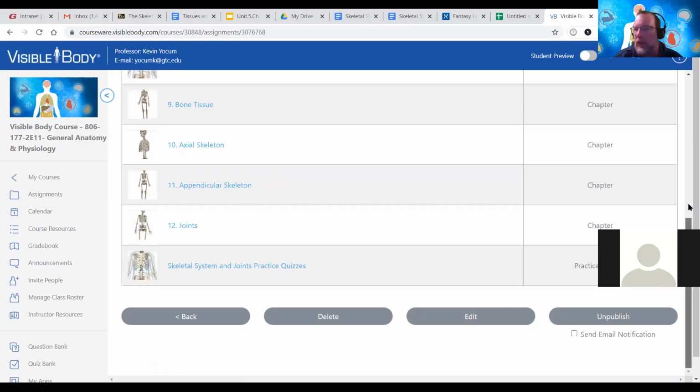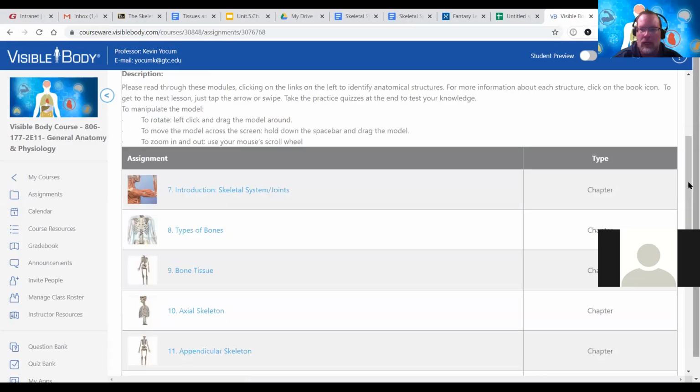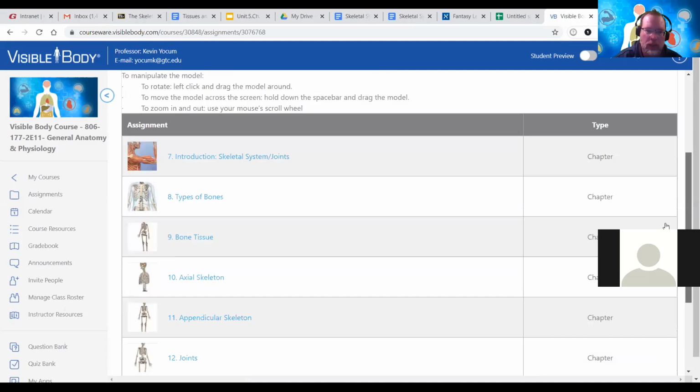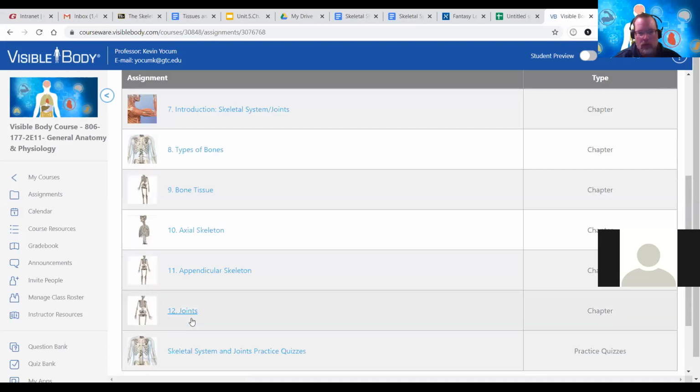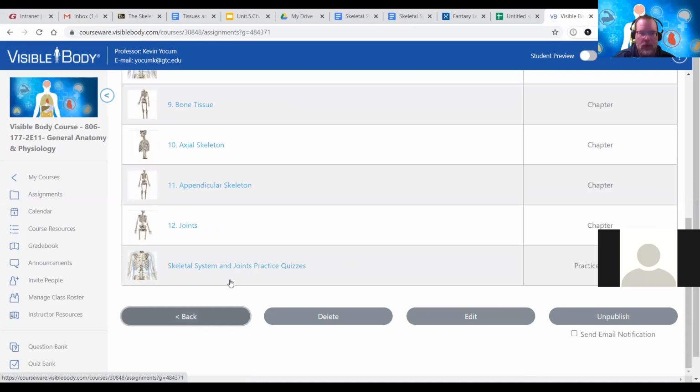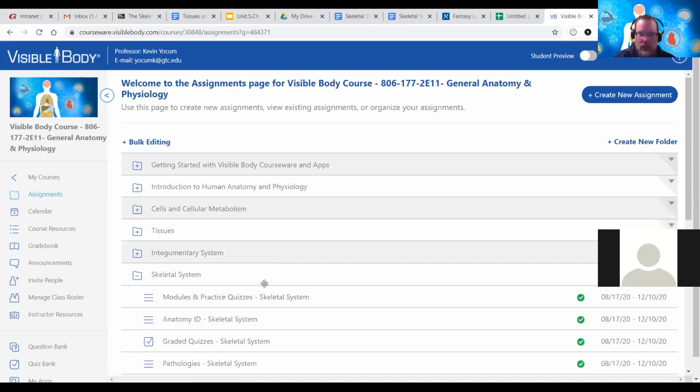You'll be blown away at how awesome it is and how much it's going to help you understand what we're doing. If you don't get to the joints section between now and Tuesday, that's fine. We're going to talk about joints next week on Tuesday. There are a couple of practice quizzes in there that you can take.